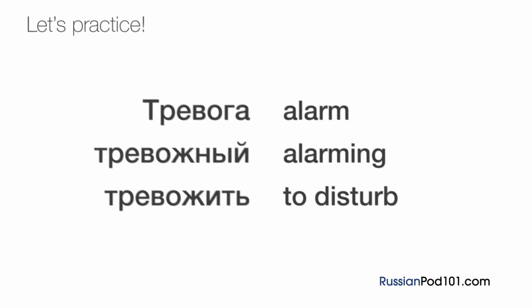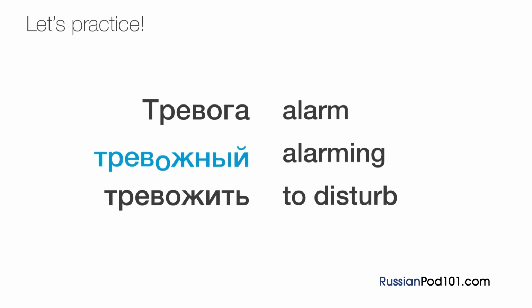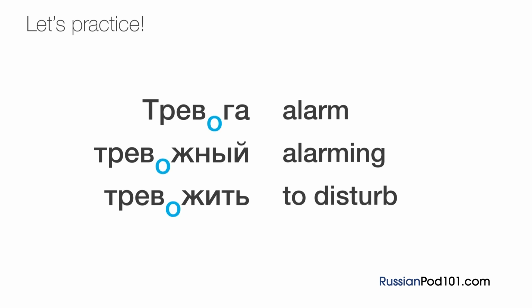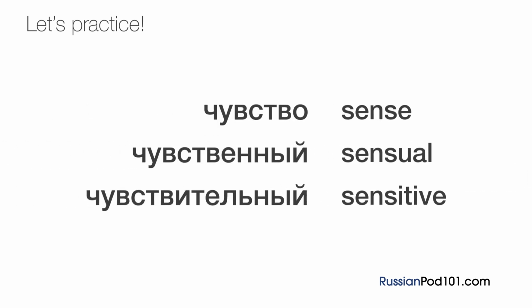See if you can guess where the stress is placed in the following examples. Тревога. Тревожный. Тревожить. Did you get it? The stress is placed consistently on the second vowel. What about these two words? Земля. Приземистый. The stress is on the final vowel in the first example, but moves to the root of the word in the second example. Here's the last one.